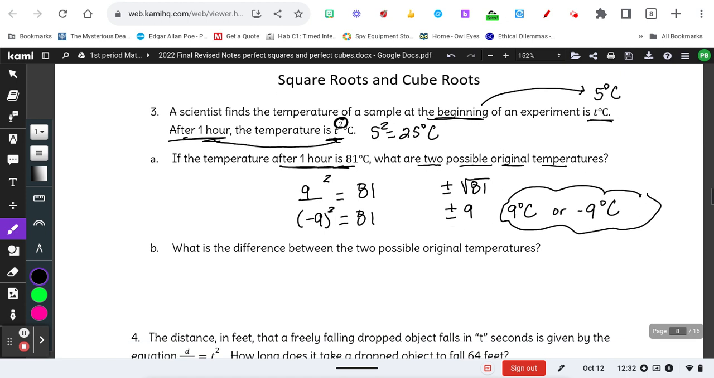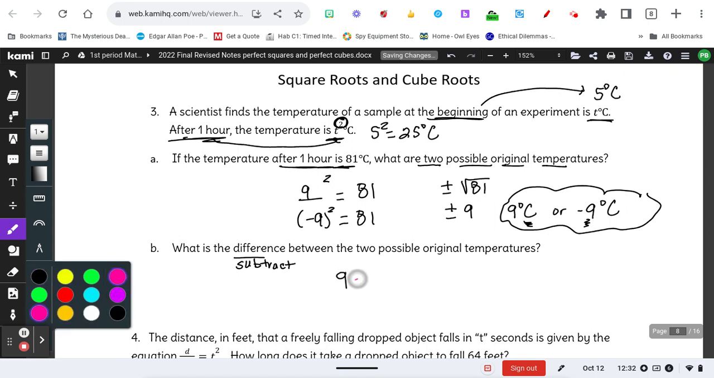All right, what's the difference between the two possible original temperatures? In other words, what's the difference between 9 and negative 9? Difference in math means I need to subtract the two. When you subtract, put your larger number first. 9 is bigger than negative 9. So 9, subtract the other number, which is negative 9. This is the same as a plus, so it goes right. So the difference is an 18-degree difference.